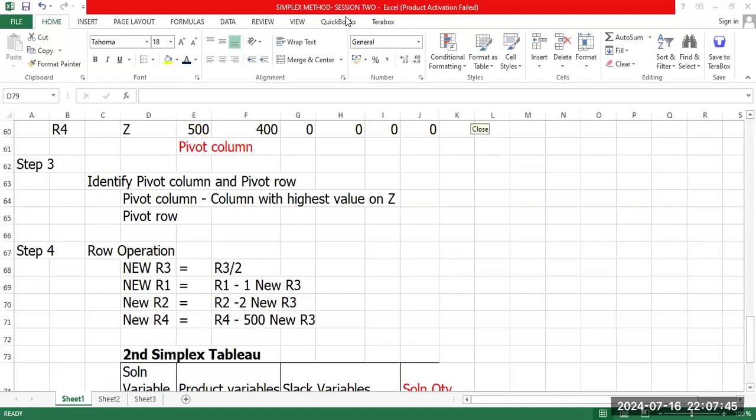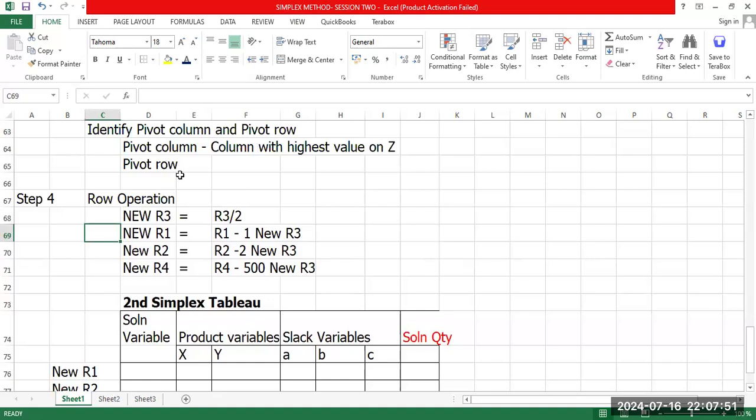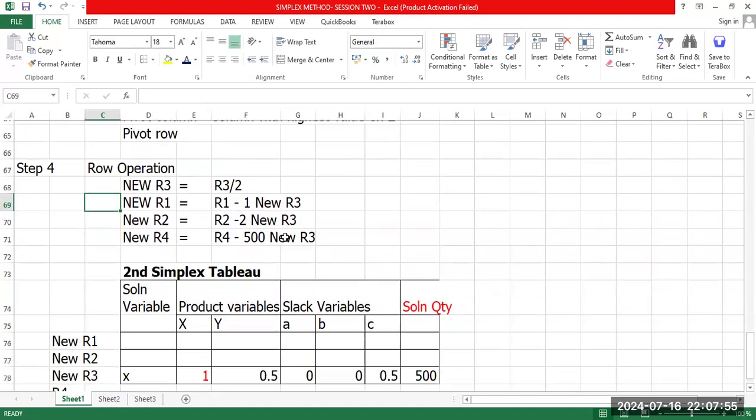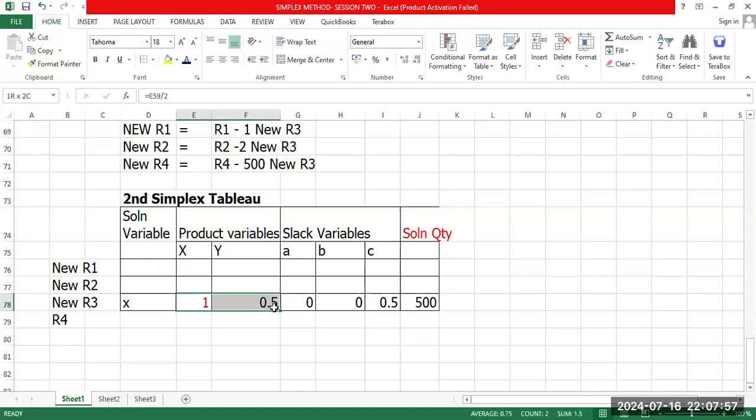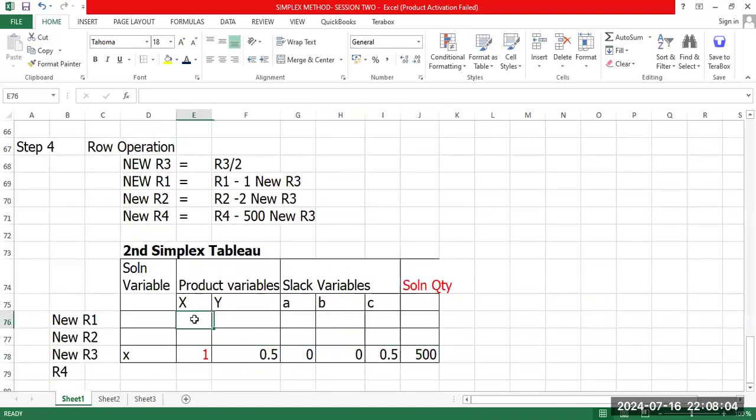Then we go to new row 1. The formula is saying we get row 1 minus 1 times new row 3. Our new row 3 values are these ones. So you get your calculator. I need all of you to get the calculator. Colleagues, I don't want to keep on repeating. Get your calculators and follow what I'm saying.